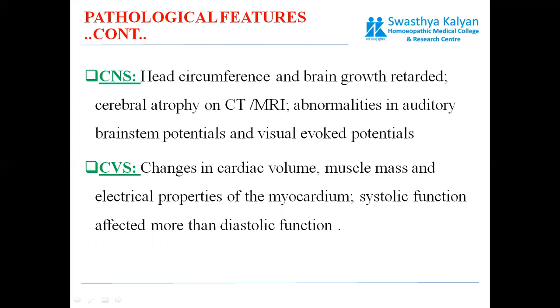Then in the central nervous system, head circumference and brain growth are retarded. Changes are also seen in the dendrites and morphology of the dendritic spines. On CT and MRI, there are abnormalities, as well as in auditory brainstem potentials and visual evoked potentials. Then cardiovascular system: changes are seen in cardiac volume, muscle mass, and electrical properties of the myocardium. Systolic function is affected more than diastolic function. So these are the pathological changes in malnutrition in various organ systems.